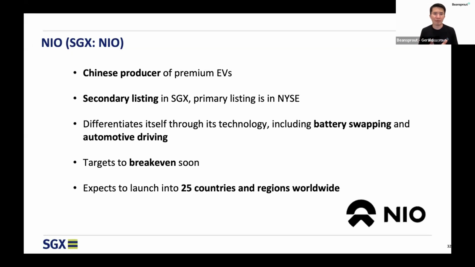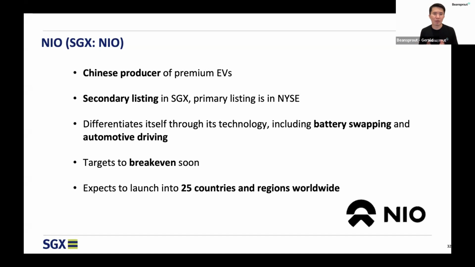Where can you actually find NIO stock? The primary listing is in New York, but it also has a secondary listing in Singapore, which started in May this year. Since its listing, it has been widely followed by retail investors, and we have seen healthy trading volume in NIO after the secondary listing in Singapore.